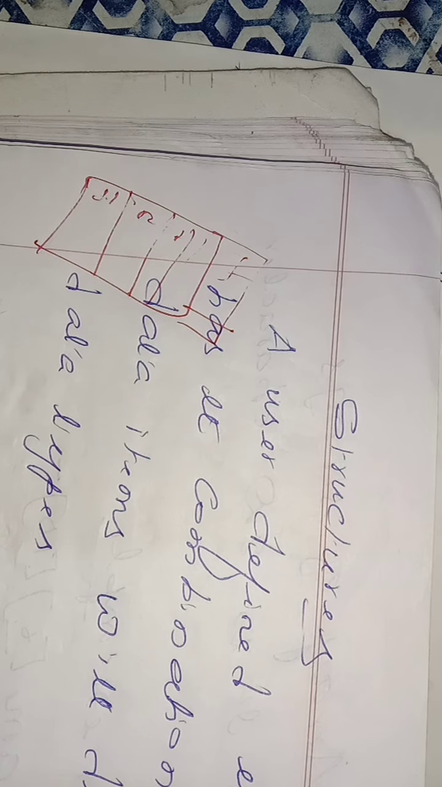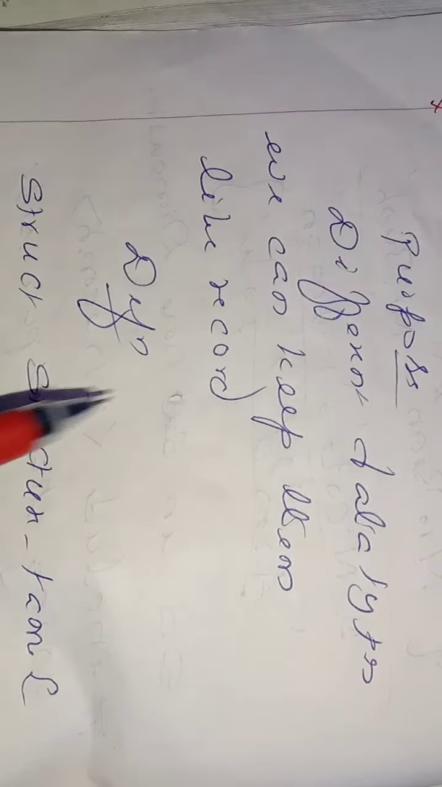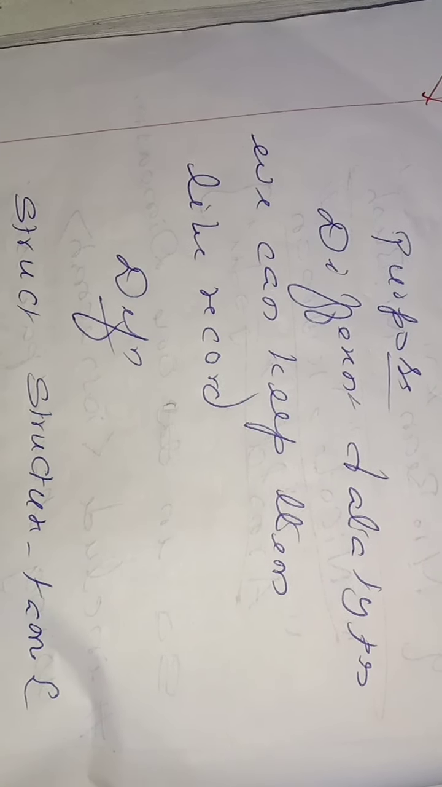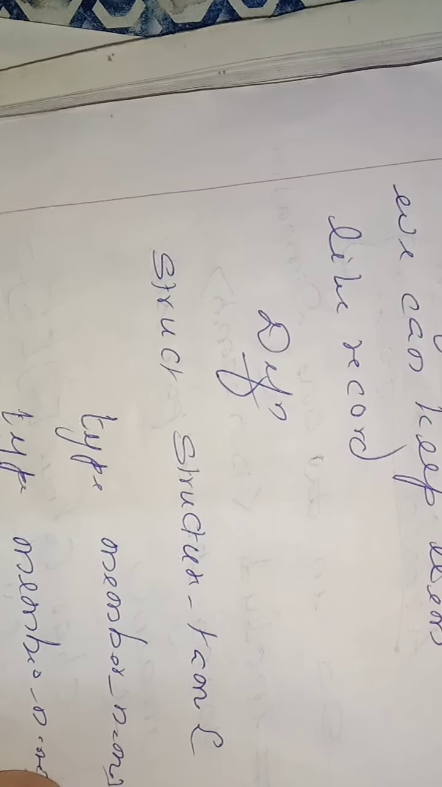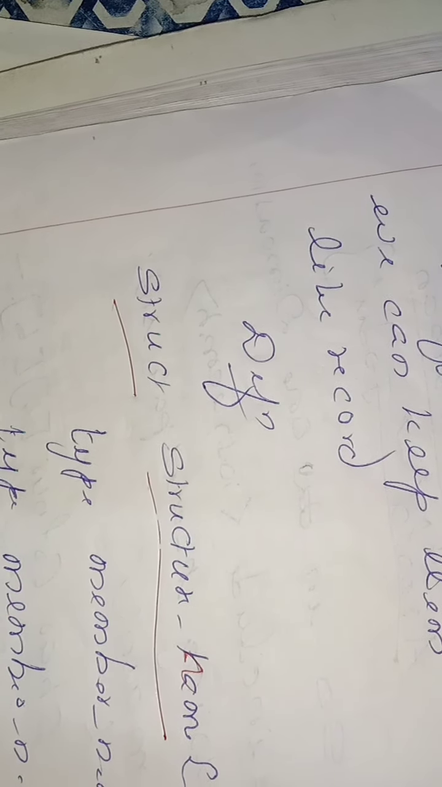So different data types I have to keep. Understood or not? That's what we say. Different data we can keep together like a record. Understood now? I will explain how the structure is written. You have to write the structure name, then data type 1, data type 2, data type 3, data type 4, as many as you like, and finally the reference name.